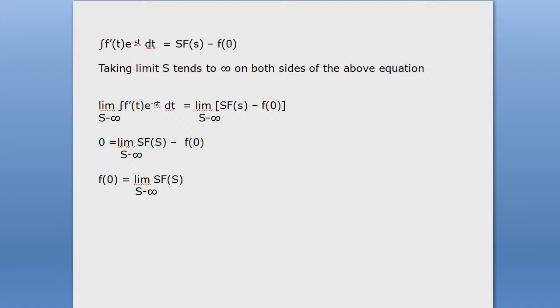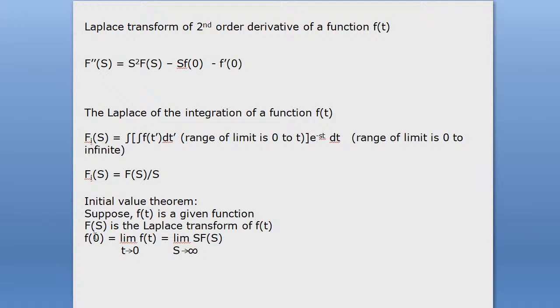Here we have written that f of 0, limit t tends to 0 f of t, equals limit s tends to infinity of s f of s. This can be proved by considering the Laplace transform of the derivative of the given function. Any doubt regarding the concept of initial value theorem?